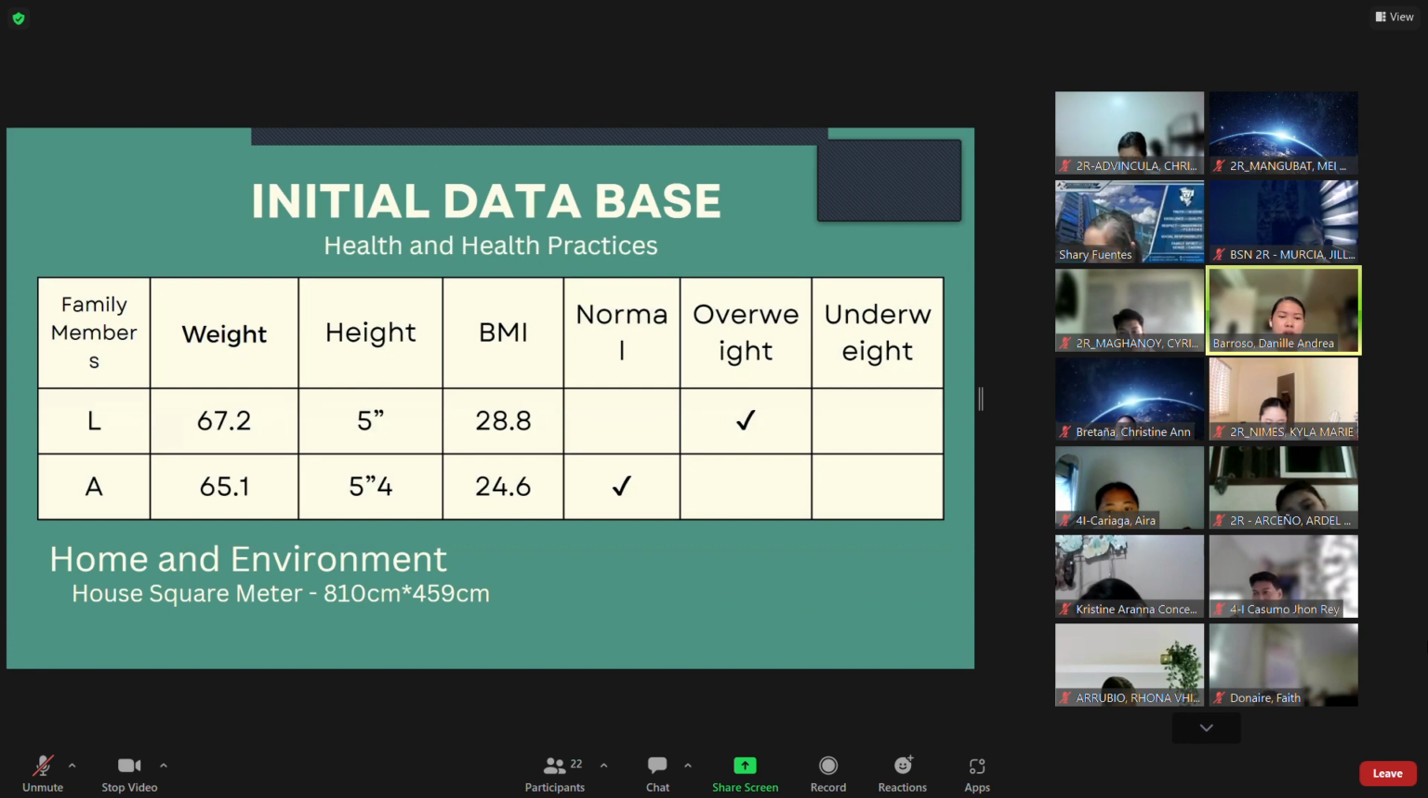And so these are their vital signs. L weighs 67.2 kilograms, while the height is 5 feet. That shows that the BMI is 28.8, which shows that she is overweight. And the partner is 65.1 kilograms and has a height of 5'4" and has a BMI of 24.6, which is normal po. Next slide po.